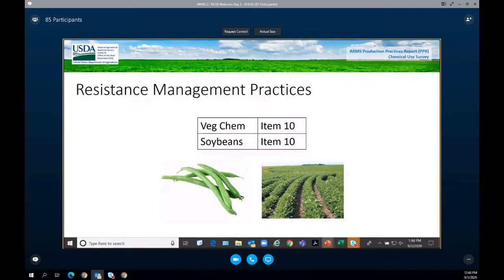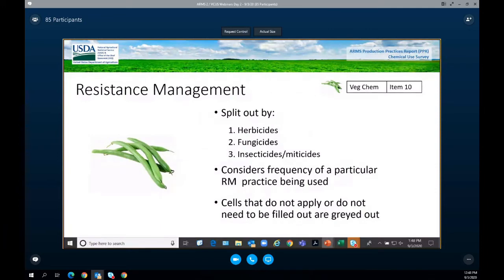So we really want to get a sense of what growers understand about resistance and what they're doing to forestall resistance. And this table is split out by pesticide type because resistance management tactics vary so much by target pest. So the tactics that you use for resistant weeds are not going to be the same tactics that you use for resistant insects or resistant diseases.